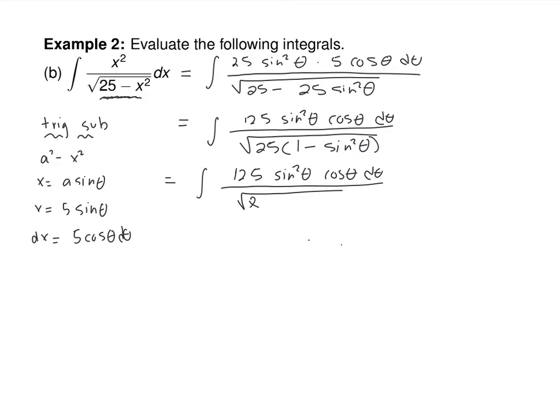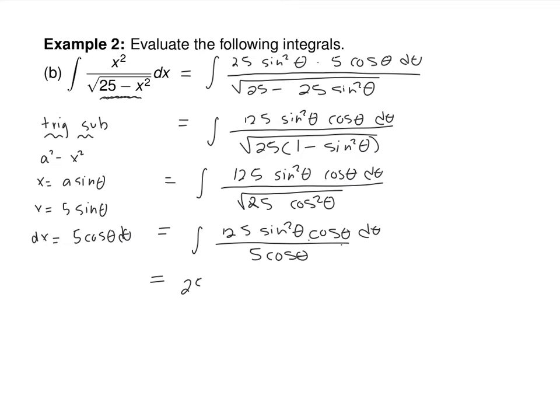So we have 25 cosine squared theta, which is 125 sine squared theta cosine theta d theta over 5 cosine theta, and now those cosine thetas cancel as well as that 5 divides out, and we have 25 times the integral of sine squared theta d theta.